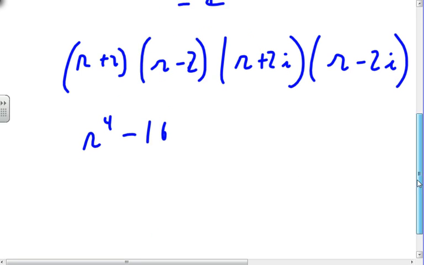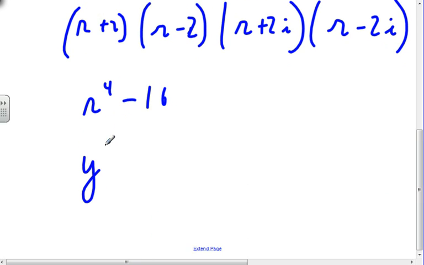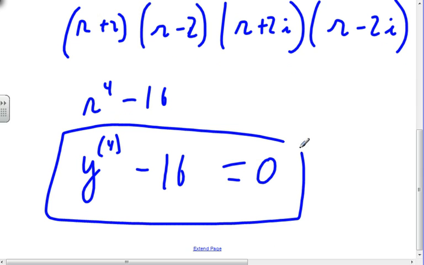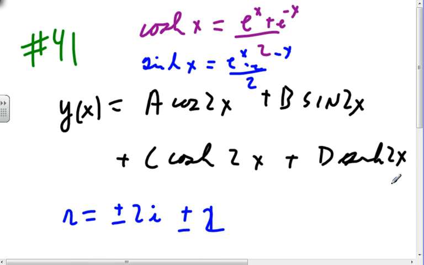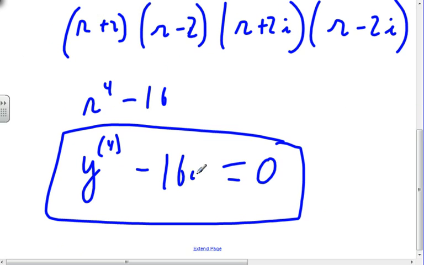So our differential equation would be the 4th derivative of y minus 16y is 0. That would have been the equation that would have given you that solution. See how that works? We just worked the problem backwards. Of course, we got the wrong answer naturally with 16y. All right, that's better.